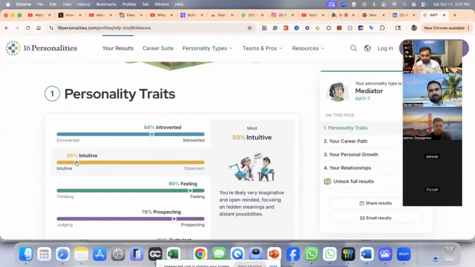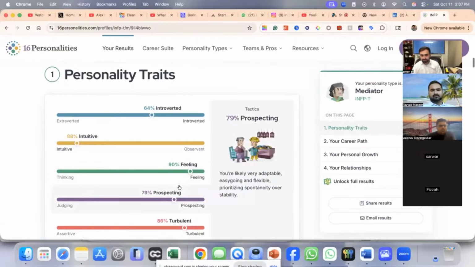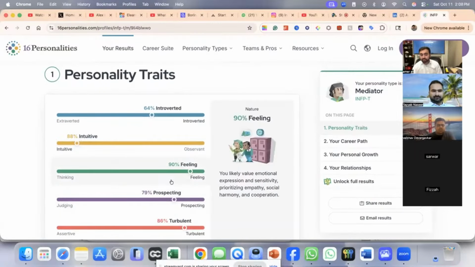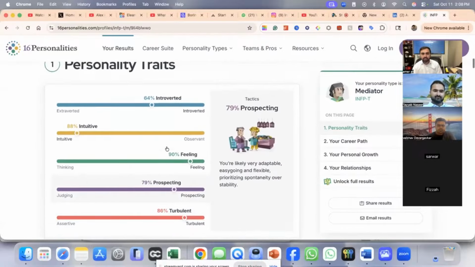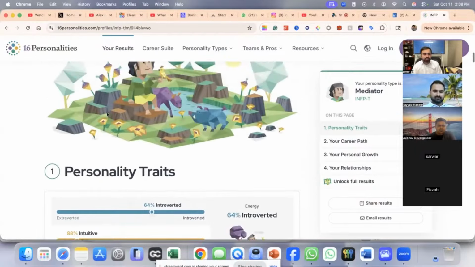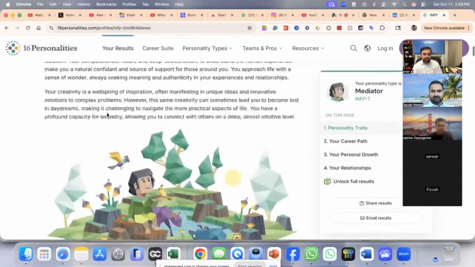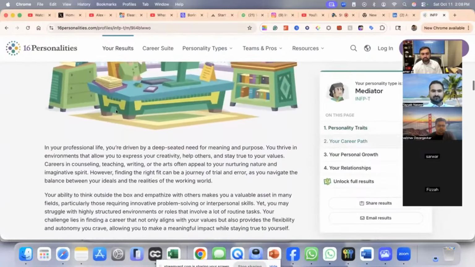I work with my intuition. I am struggling. I actually have a coach to make me follow the process. I don't follow the process. I am a very feeling person. Prospecting a lot. I like to talk to people. Assertive, I don't care much. So introvert, then N, then F, then P. Okay, this is mine.